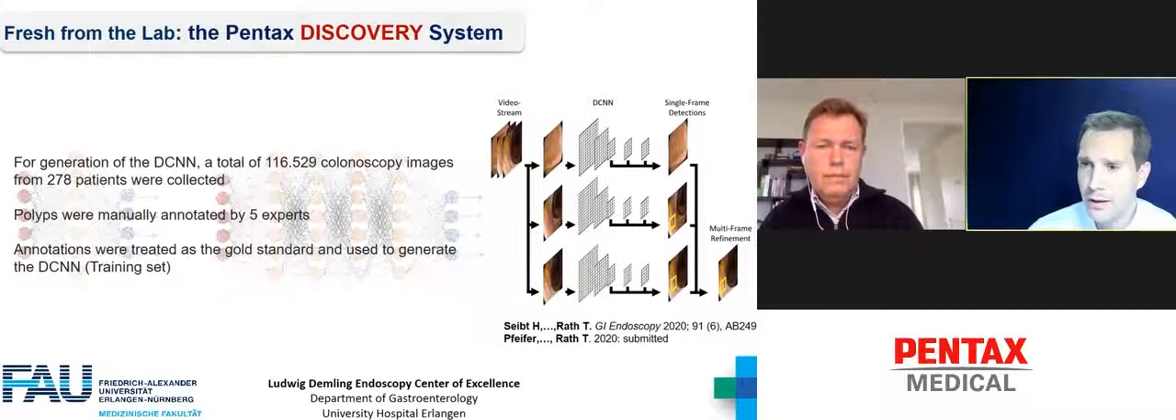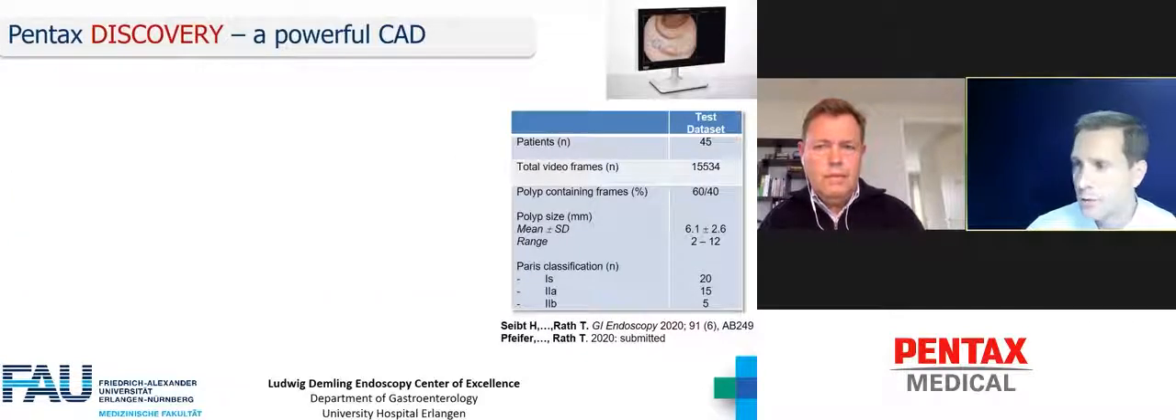And from there on, we went into a first ex vivo pilot study, meaning that we challenged the system with a variety of images or video frames and assessed the diagnostic performance. And the characteristics of those videos or images you see here in the right-hand table. So we used more than 15,000 video frames as a test set. And as you can see, it was very balanced between polyp-containing frames and non-polyp-containing frames.